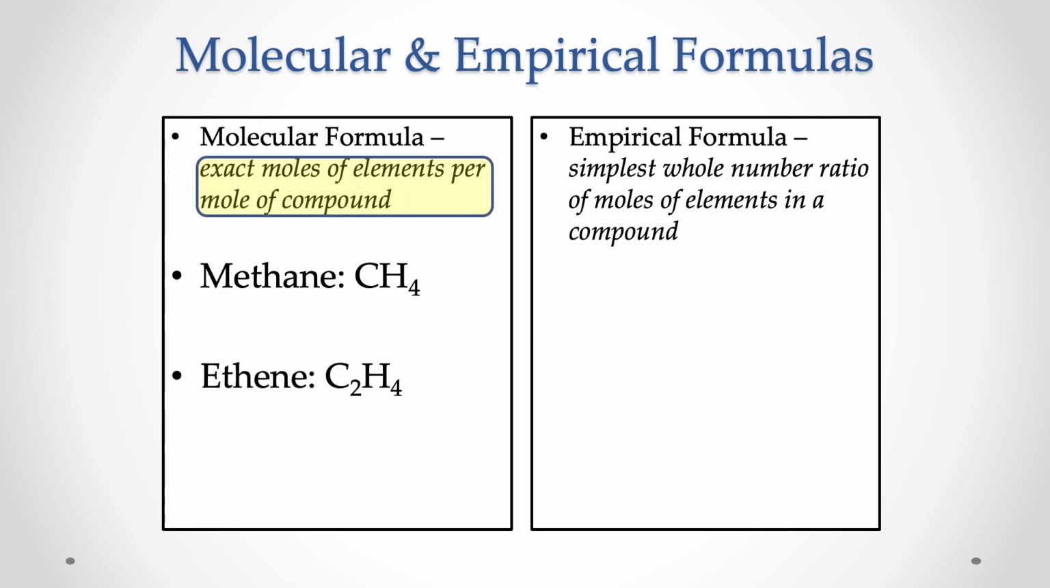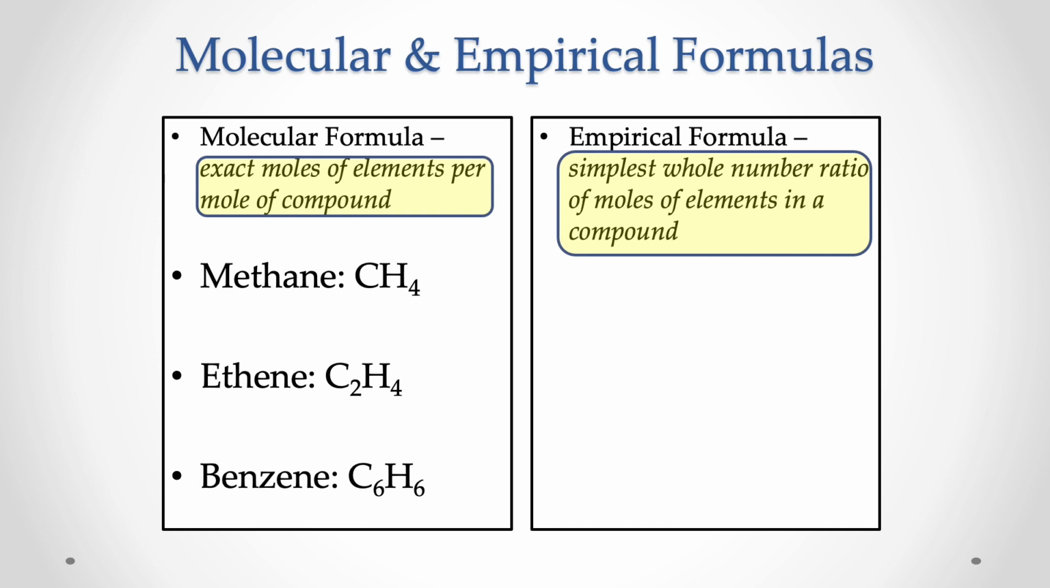Ethene has 2 moles of carbon and 4 moles of hydrogen per mole of ethene, while benzene has 6 moles of carbon and 6 moles of hydrogen per mole of benzene. Note the definition of the empirical formula. It is the simplest whole number ratio of moles of element in a compound. In other words, how do the moles of elements in a compound compare?